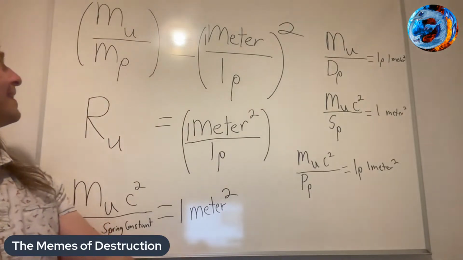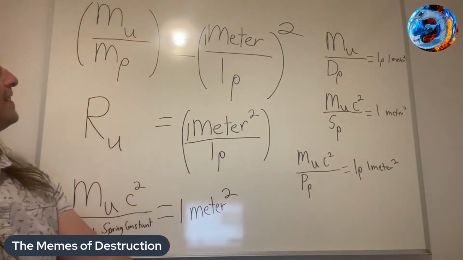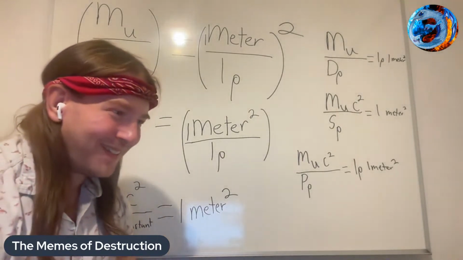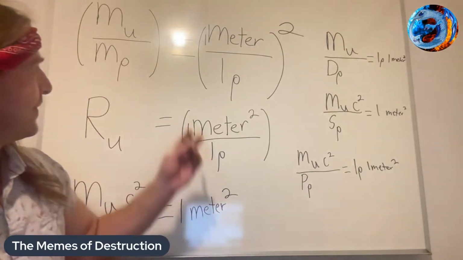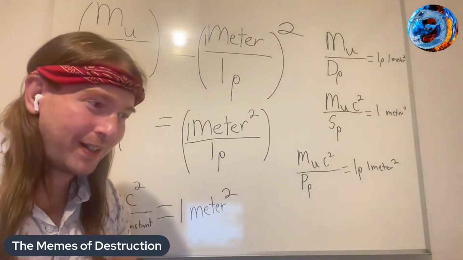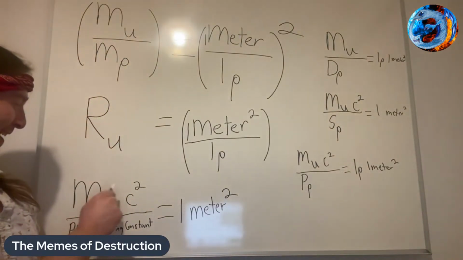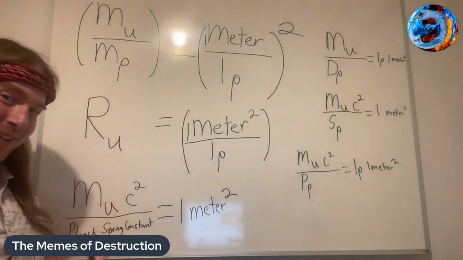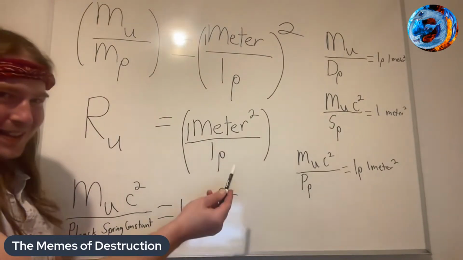All right. And then if we do that and solve for x over here, that mass of the universe seems to be suspiciously close, within the error that we're using to compute it, to this number here, 8.33 times 10 to the 61 kilograms, which, if you multiply it by c squared and divide it by the Planck spring constant, you get 1 meter squared. That's pretty neat.